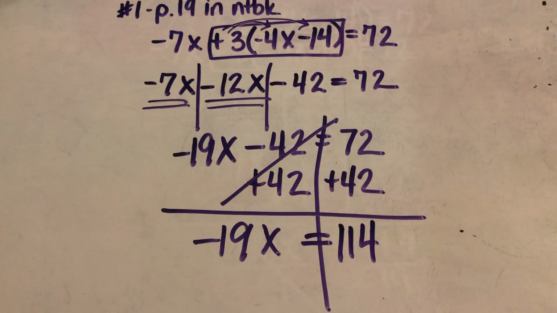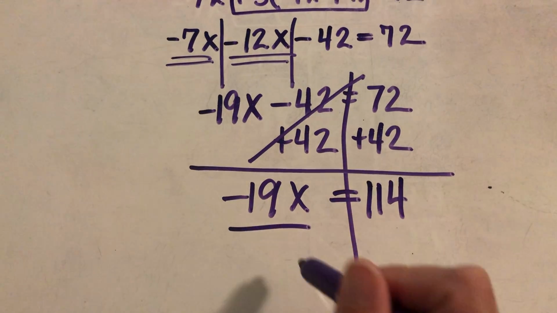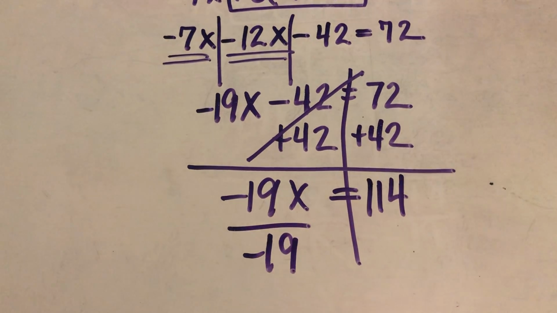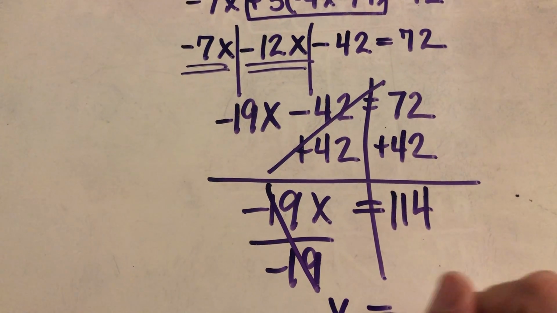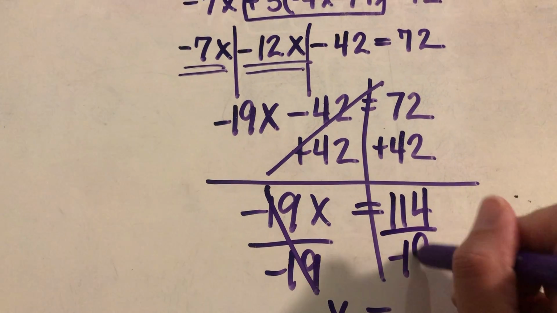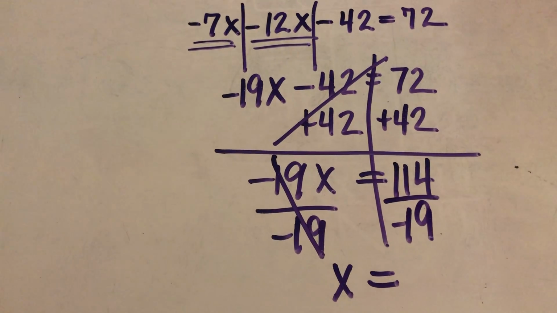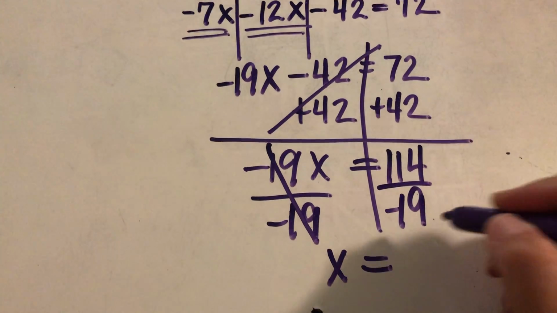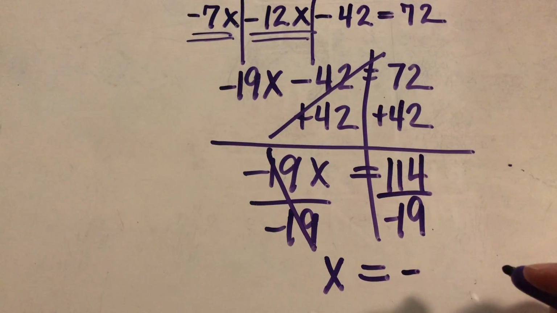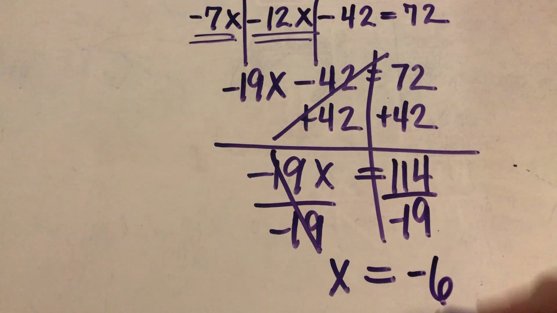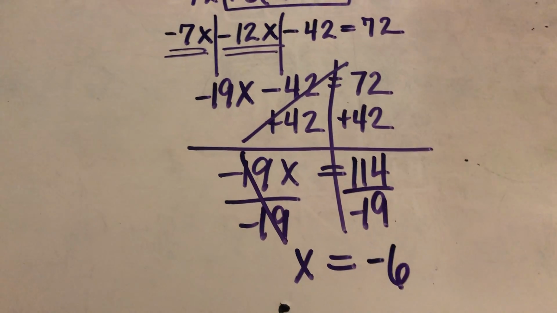My last step is to get rid of this negative 19. The opposite of multiplying is dividing by my negative 19. This gives me a positive 1x. I'm going to divide by negative 19 on this side. A positive divided by a negative gives me a negative. And 114 divided by 19 is going to give me 6. So my final answer is going to be negative 6.